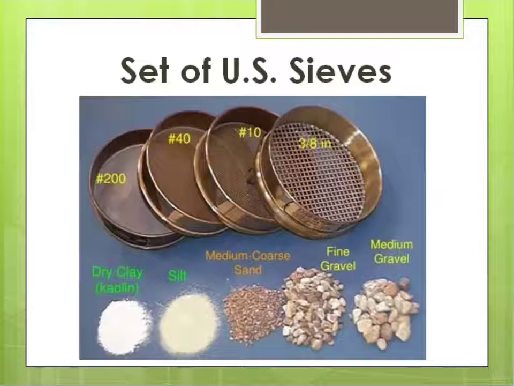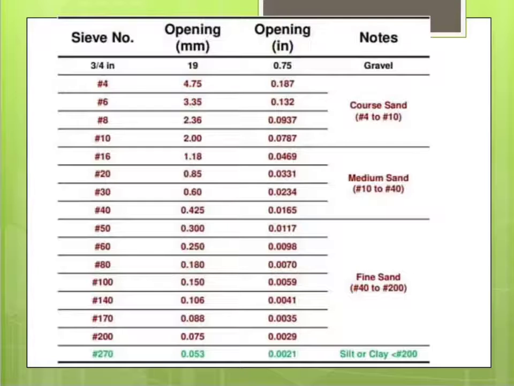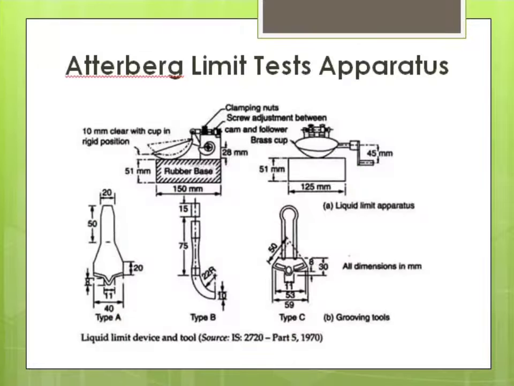First is the set of US sieves. Next is Atterberg limit test apparatus. Atterberg limits testing is a group of tests used to define the properties of cohesive soils at different moisture contents. Gilson carries all the equipment needed to perform liquid limit, plastic limit, and shrinkage limit test in accordance with ASTM D-4318 and ASTM D-4943 standards and other associated test methods.